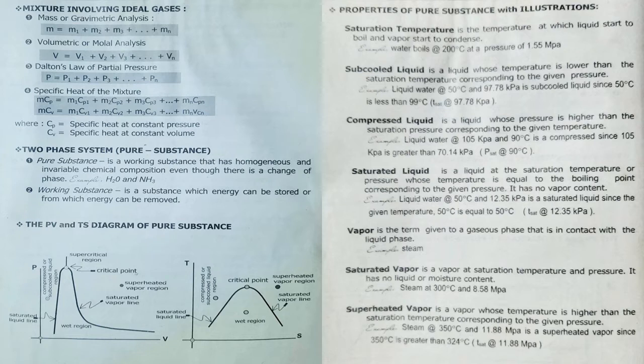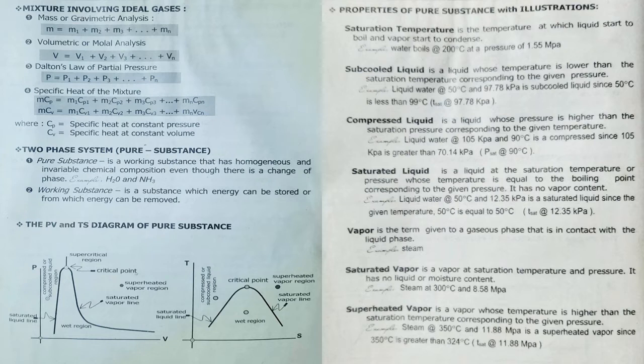Properties of pure substance with illustration. Saturation temperature is the temperature at which liquids start to boil and vapor starts to condense. Example, water boils at 200 degrees Celsius at a pressure of 1.55 megapascal. Subcooled liquid is a liquid whose temperature is lower than the saturation temperature corresponding to the given pressure. Example, liquid water at 50 degrees Celsius and 97.78 kilopascal is subcooled liquid since 50 degrees Celsius is less than 99 degrees Celsius, or Tsat at 97.78 kPa.